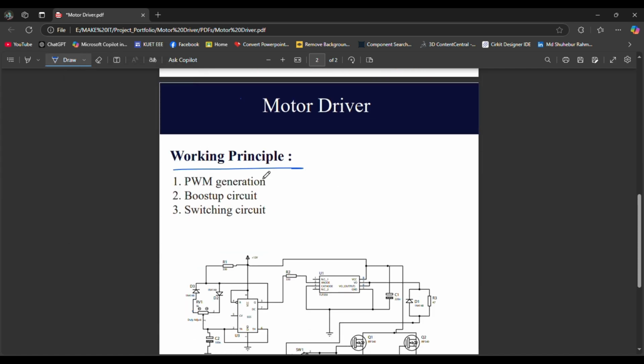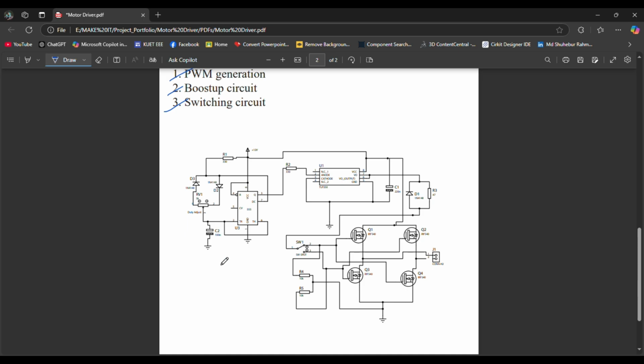Yeah, this is the working principle, and I have actually told you most of it in the first slide. Now I will talk about the rest of the things. Sorry, I have a little problem because of a cold. So it has three main parts: one is PWM generation, the second is a boost up circuit, and the third is the switching circuit. You can see the schematic diagram.